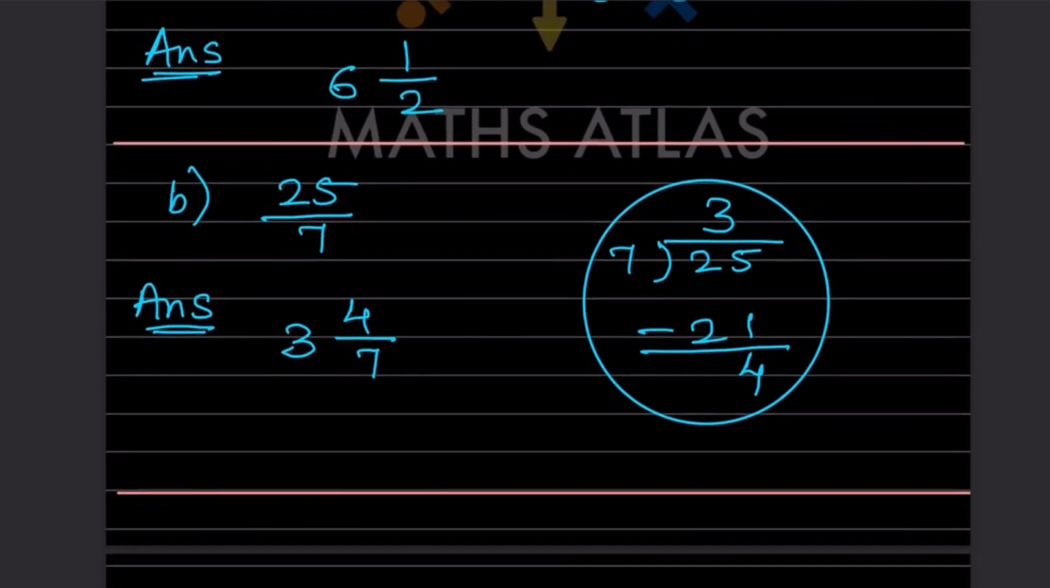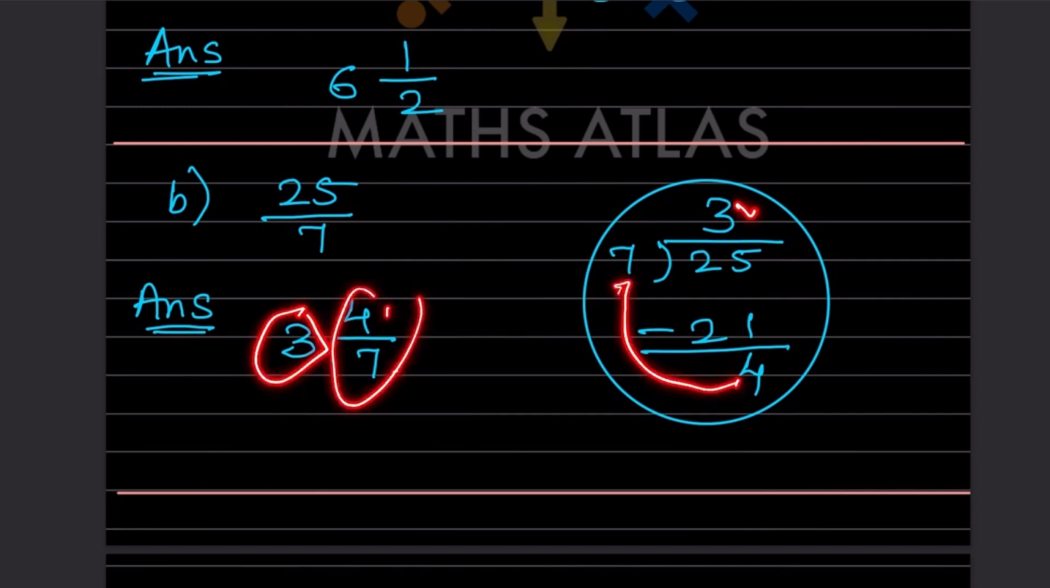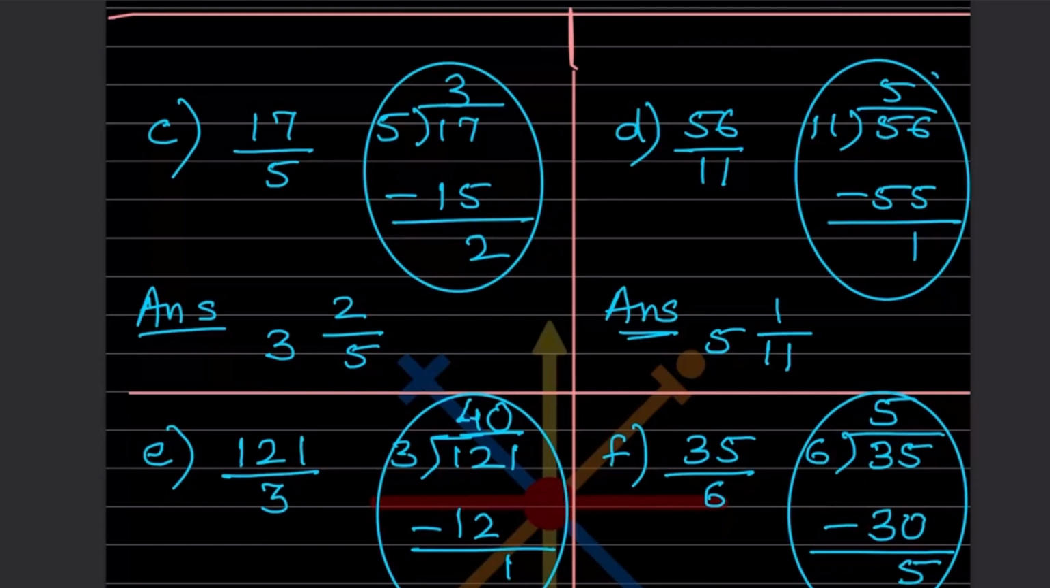25 by 7. Again you will divide it. So what do you get here? 7 3s are 21. Your remainder is 4 and here 7. So this 3 will go here, 4 by 7. Next one, again 17 by 5. You will go like this. The answer is this one.